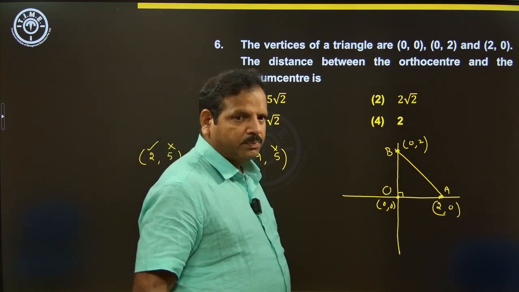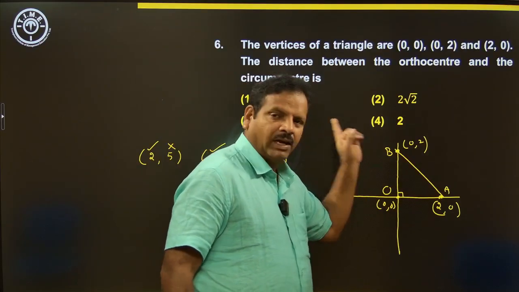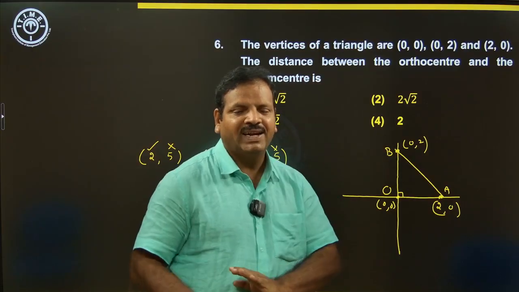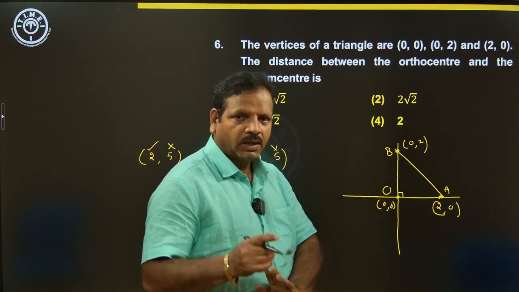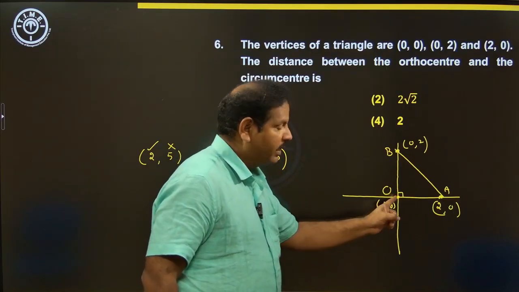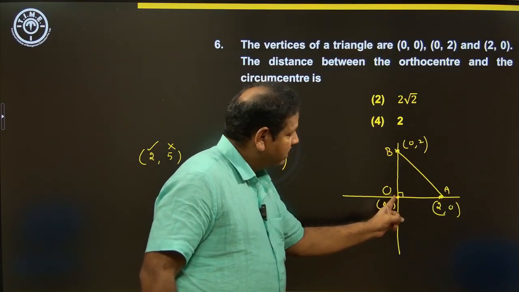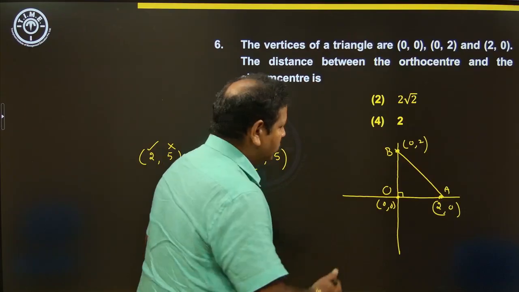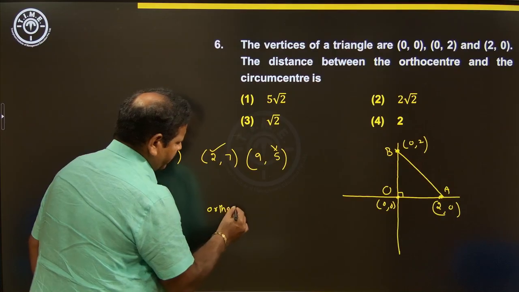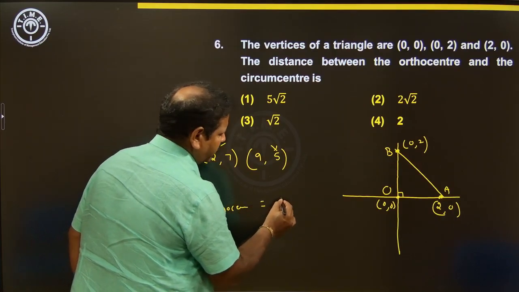And we know one thing. In a right angle triangle, orthocenter is nothing but the vertex which contains the right angle. Where is the right angle here? At O. That is nothing but the orthocenter. So what is the orthocenter then? Orthocenter is nothing but 0, 0.